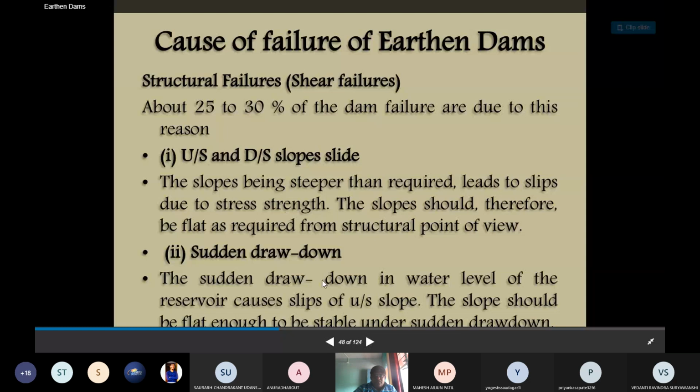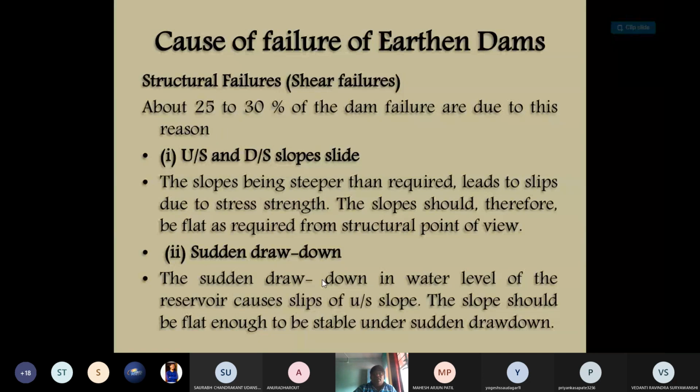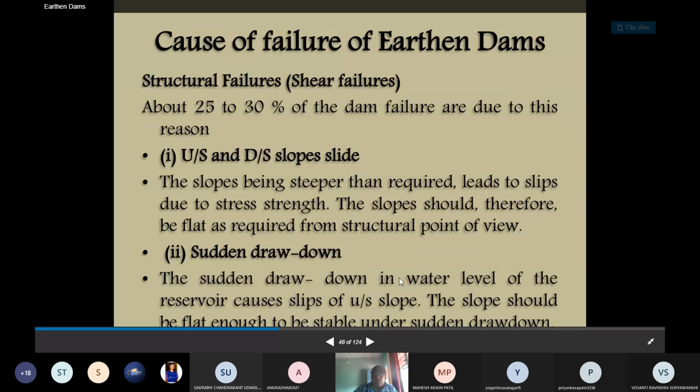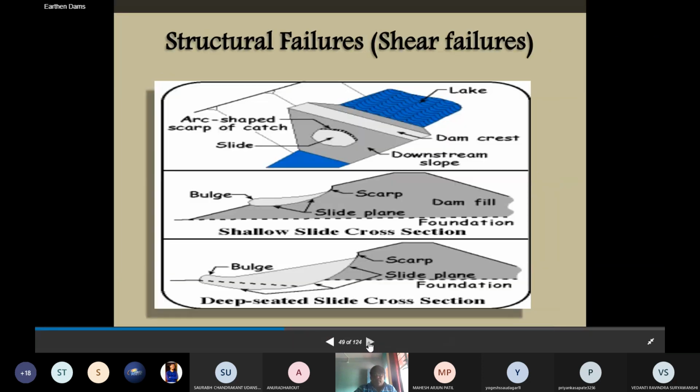Then sudden drawdown conditions. A few students have taken up a project on this Marine incident, but they didn't look at why the landslides are observed and how to maintain the stability of the slopes, particularly for the Marine village. The sudden drawdown condition occurred in the Marine village incident, where the fall in the water level of the reservoir caused slips of the upstream slope. The slope should be flat enough to be stable under sudden drawdown conditions.